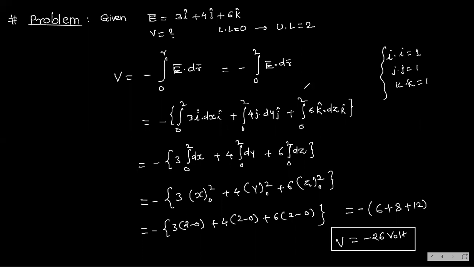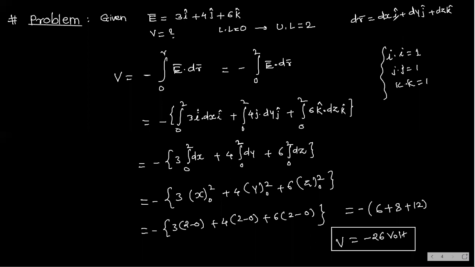Okay, sure. Now look, this dr bar, I am taking like this: dx i cap plus dy j cap plus dz k cap. So this is minus E bar dot dr bar. So what I did, I substituted dx i cap, dy j cap, dz k cap, and this E bar is there now. This is 3i cap plus 4j cap plus 6k cap.